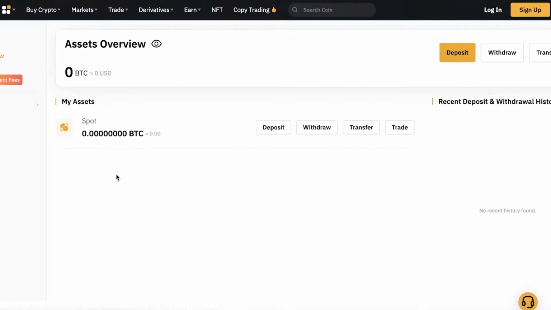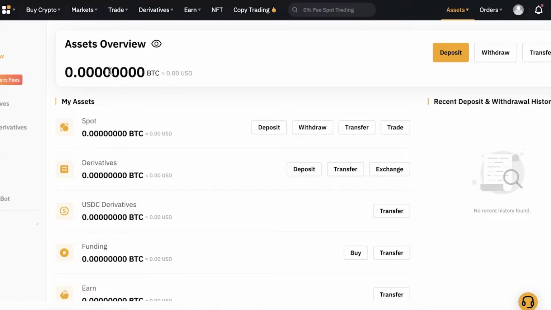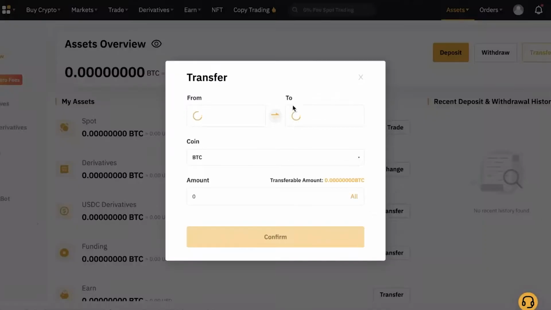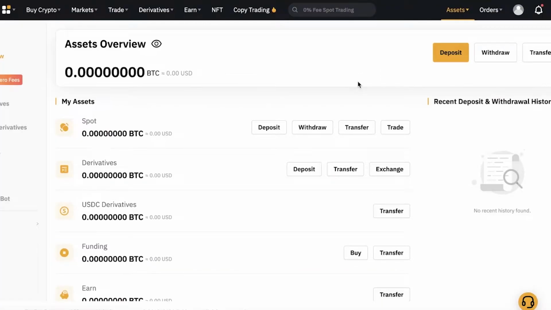In your assets, what you want to do is transfer money into your futures account. You will get your assets overview, and you want to transfer it into your USDT derivatives. So you can just click on transfer and transfer it from your spot account into your derivatives account to be able to continue with your futures trading, because your futures wallet is separated from your spot or general wallet, simply because futures trading holds a lot more risk and you will not be able to minimize that risk unless you have a separate wallet.